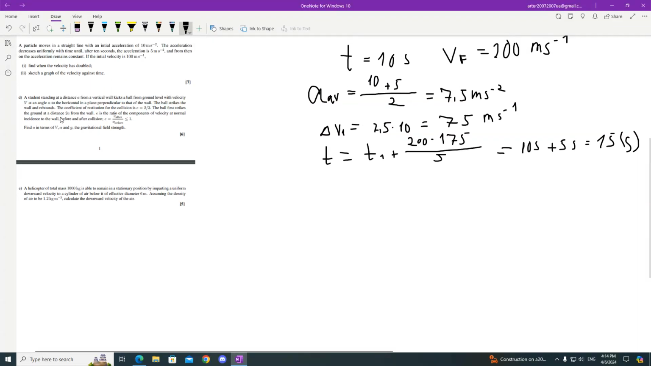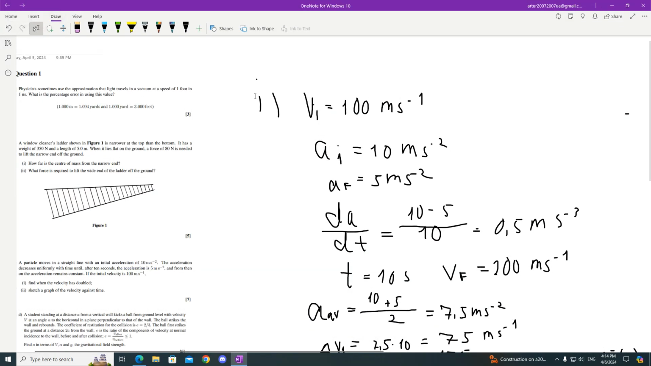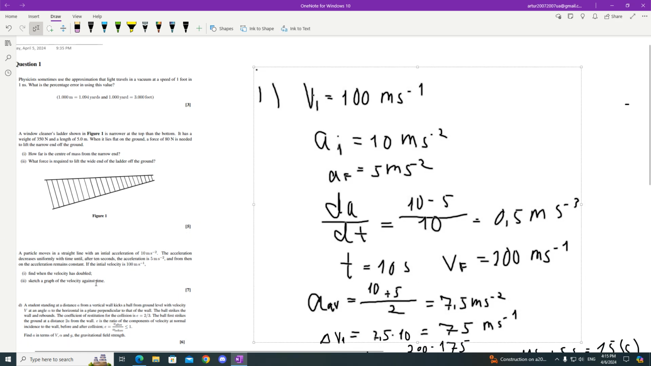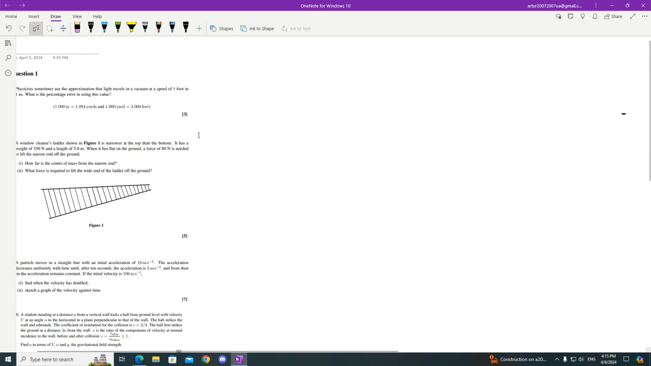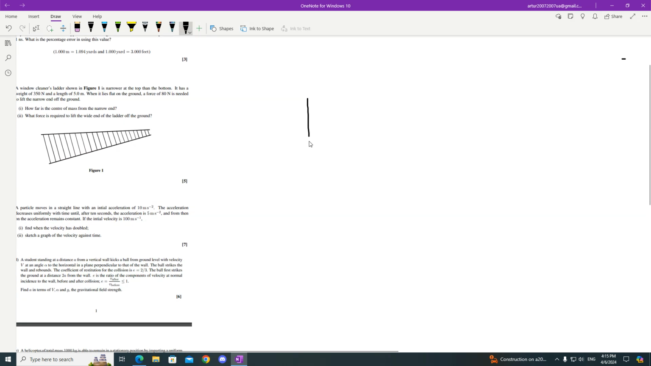So now it's more interesting. Second one, we will draw a graph of velocity against time. So we have a pen, we draw axes. The y axis is velocity in meters per second, and the x axis is time. There are actually two periods. The first period is a period of change of acceleration. The second one is a period of constant acceleration.